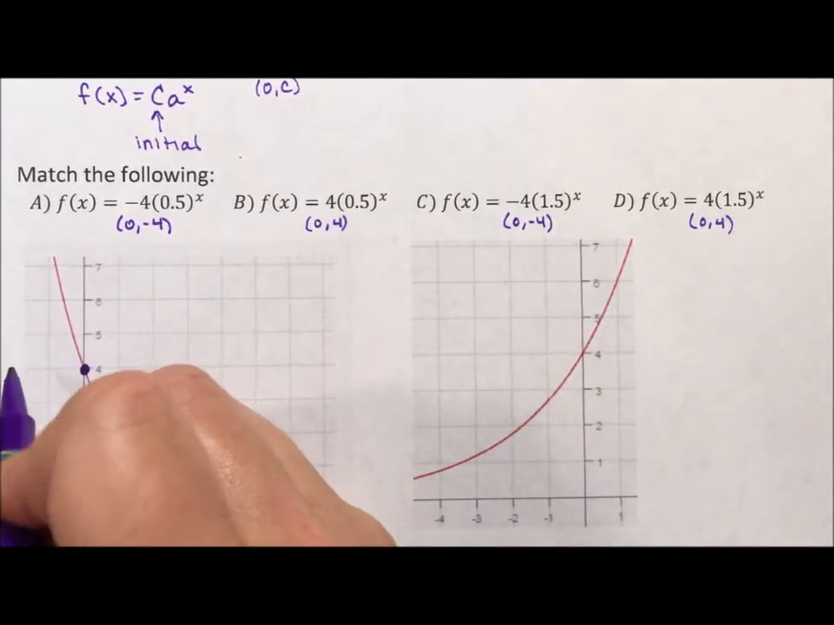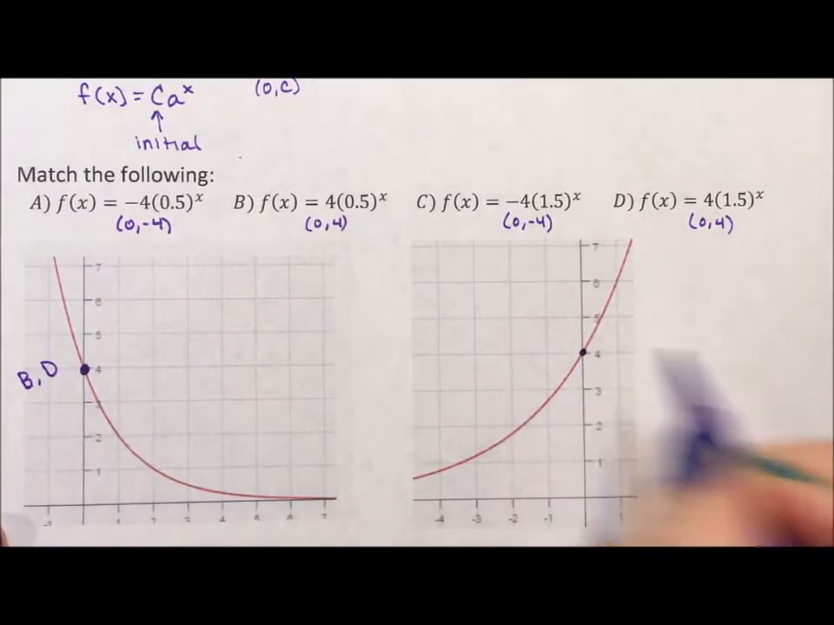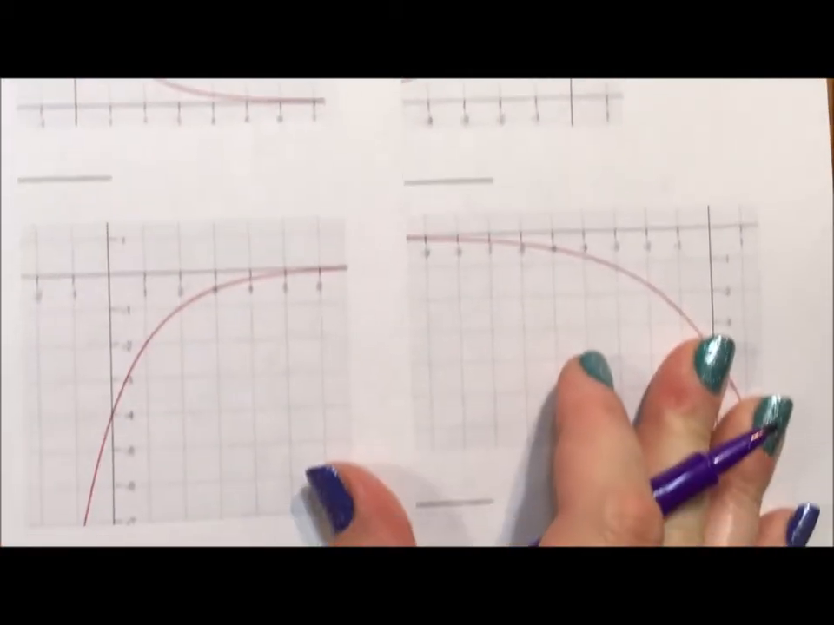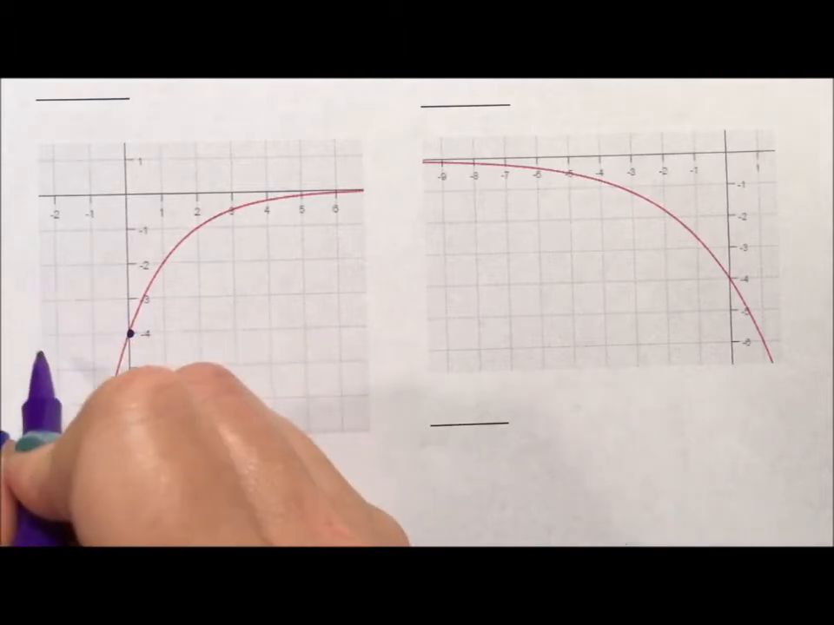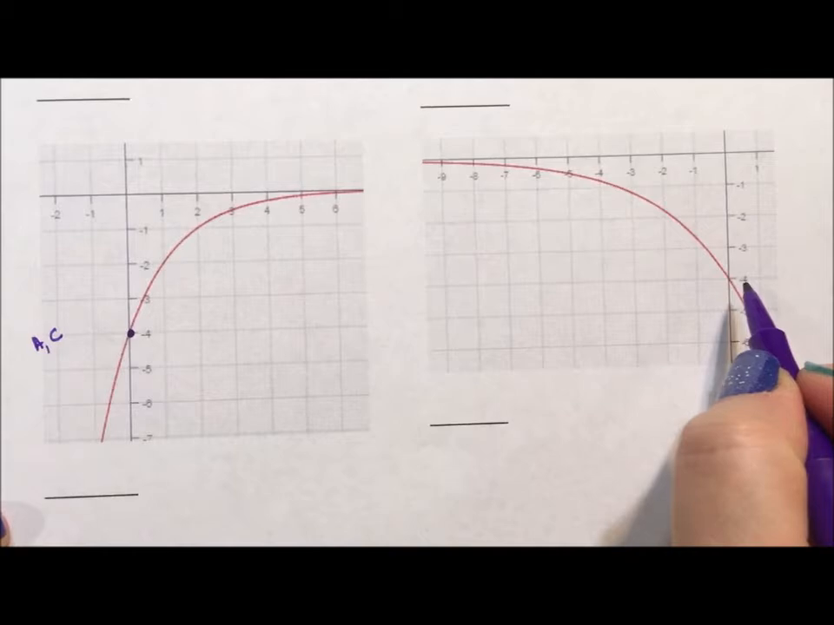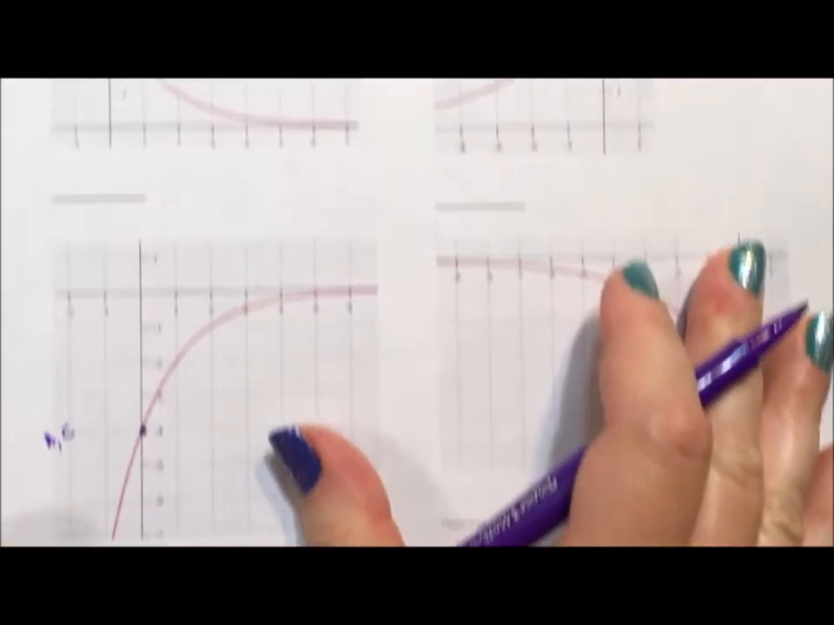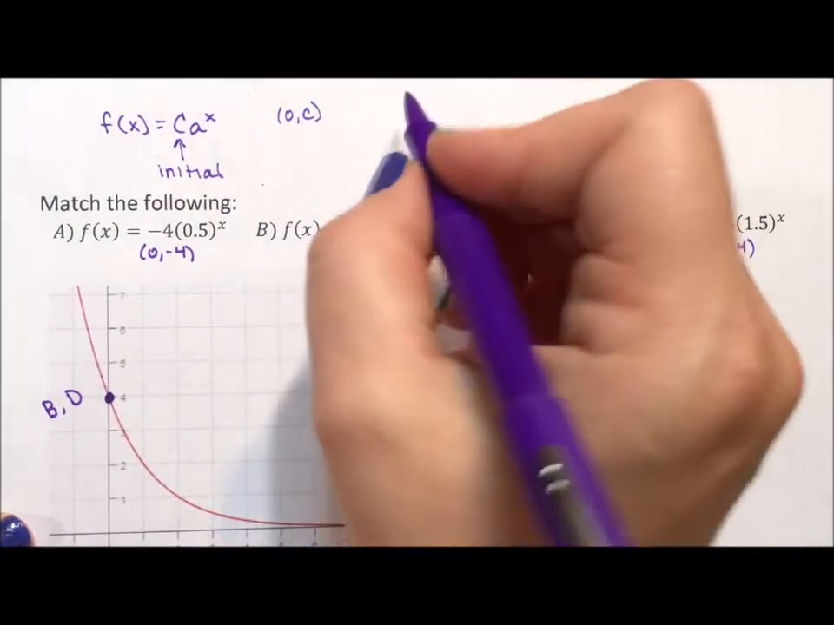to go with either B or D. This is also 4, so this is also B or D. Down here, this is -4, which means we're going to go with A or C. And this is also -4, which leaves us with A or C again. Okay. Then the next part of our function is a.